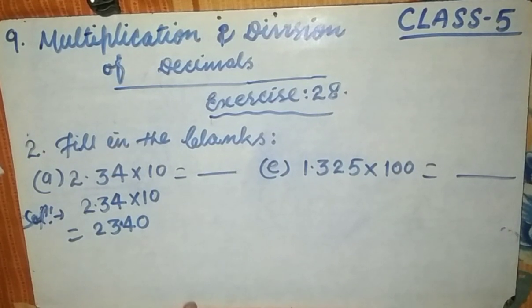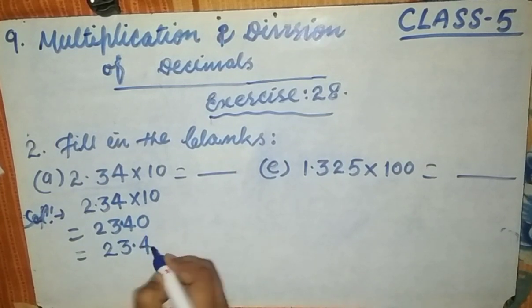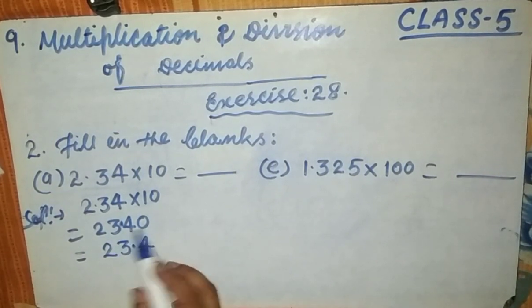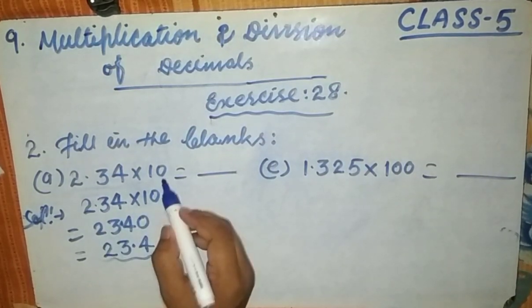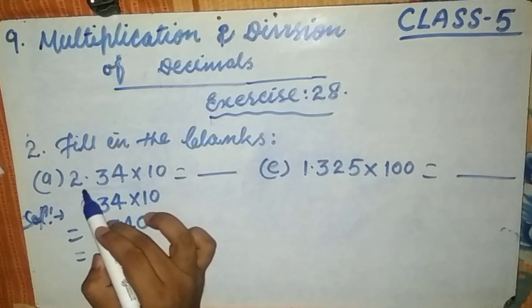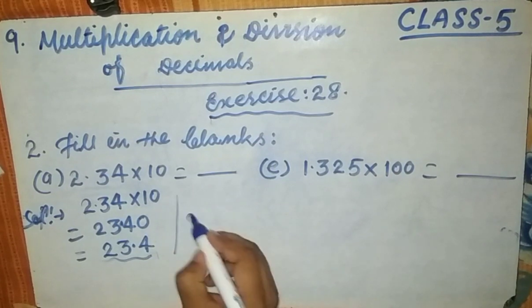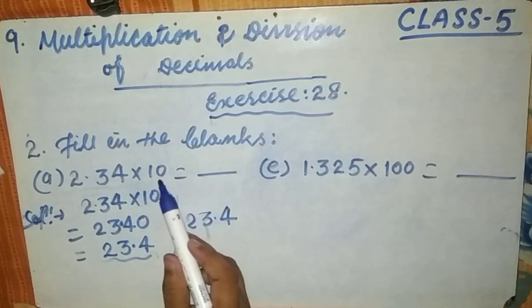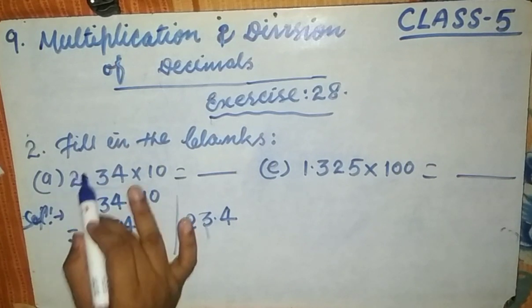Okay friends, this could be written as 23.4 because there is no value of this 0 placed after this 4. Or either this could be written as there is 1 times 0 here. That means this decimal will shift here, so 23.4, because there is 1 times 0 here. After multiplying, this decimal will shift here.